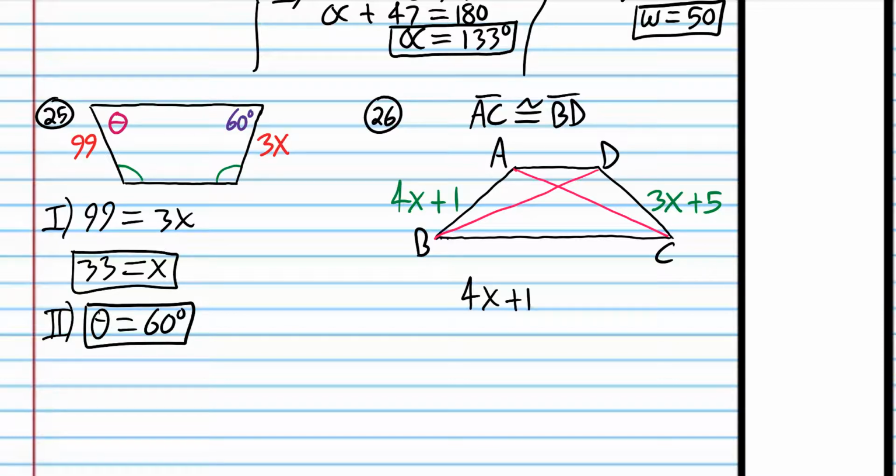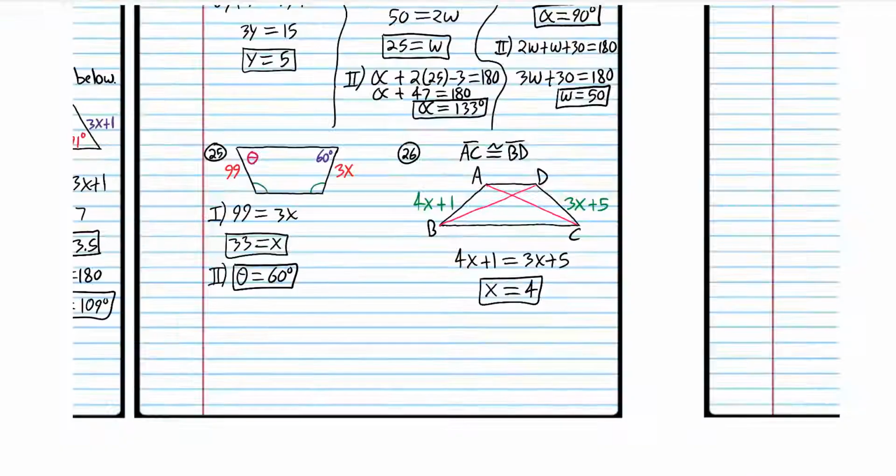So 4x plus 1 is equal to 3x plus 5 because the diagonals are congruent. It's isosceles. Because it's isosceles, that means those sides must be congruent because that's just the definition of isosceles. So x is equal to 4. So if you got x is equal to 4, good job.